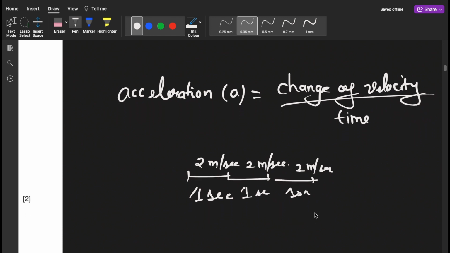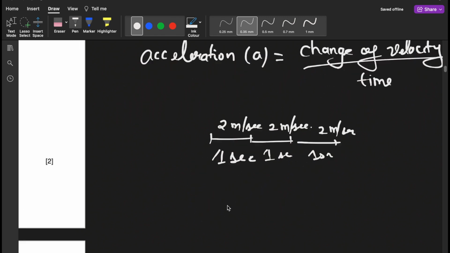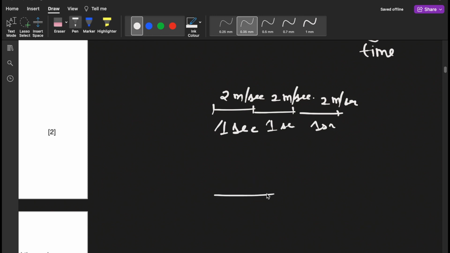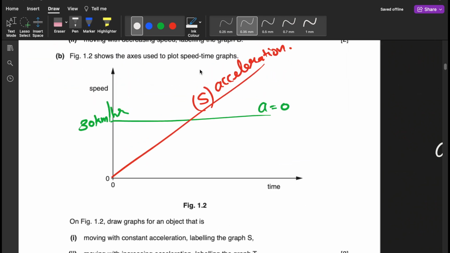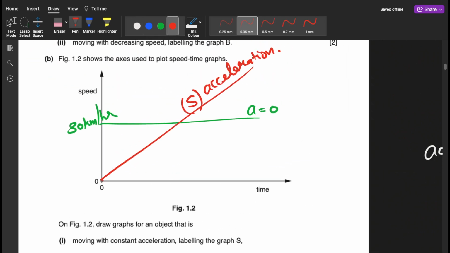But non-uniform acceleration means, for the initial 1 second, let's suppose your motorcycle is changing by 2 meters per second. For the next 1 second it will change by a greater amount. I am talking about the change in speed. This is the graph, it will look like this. So this is accelerating.